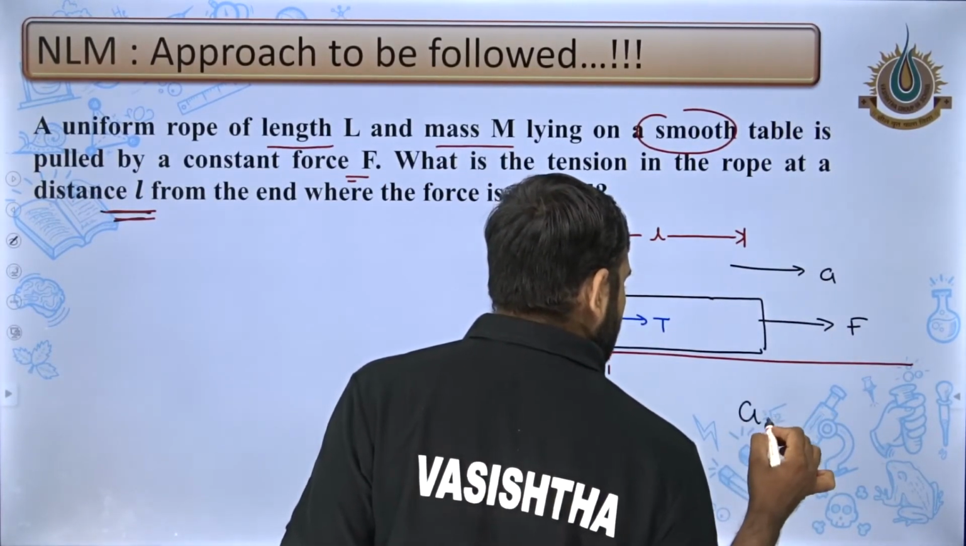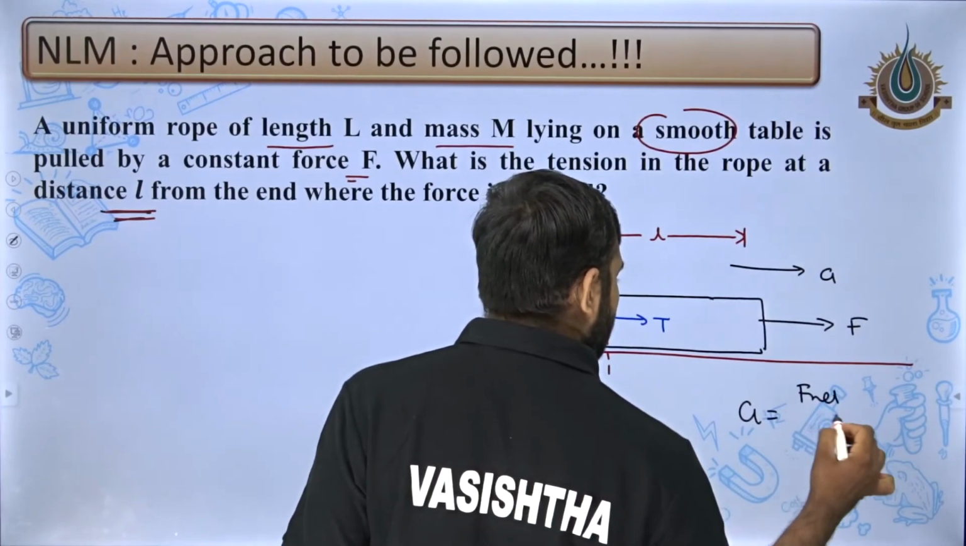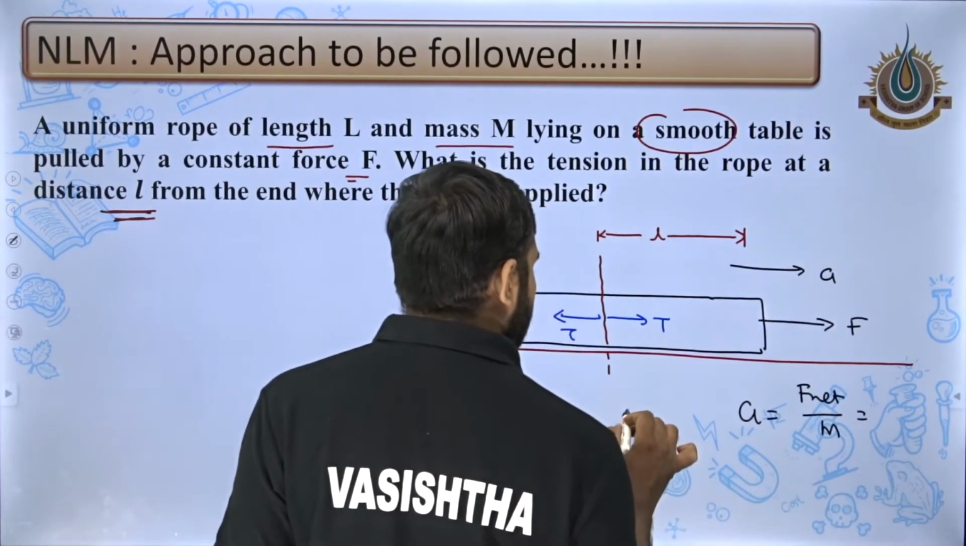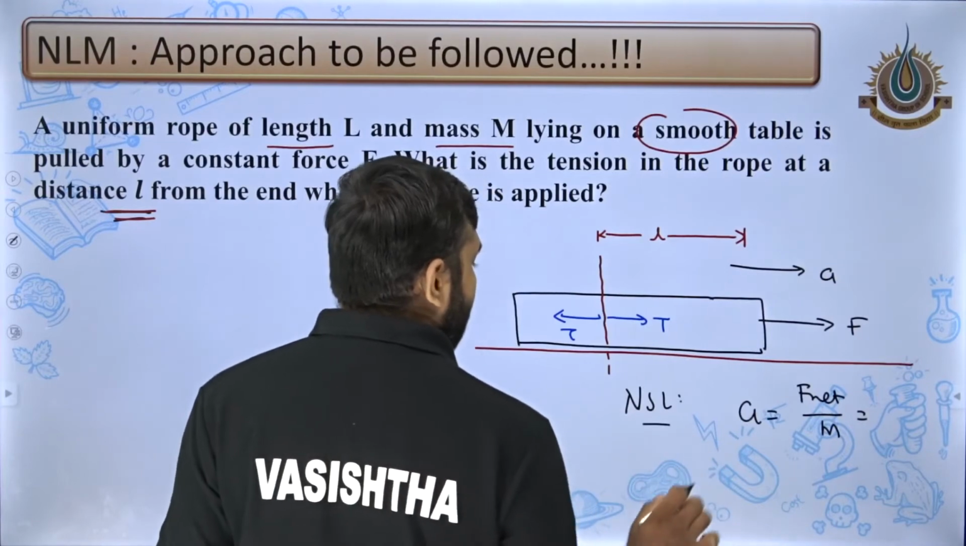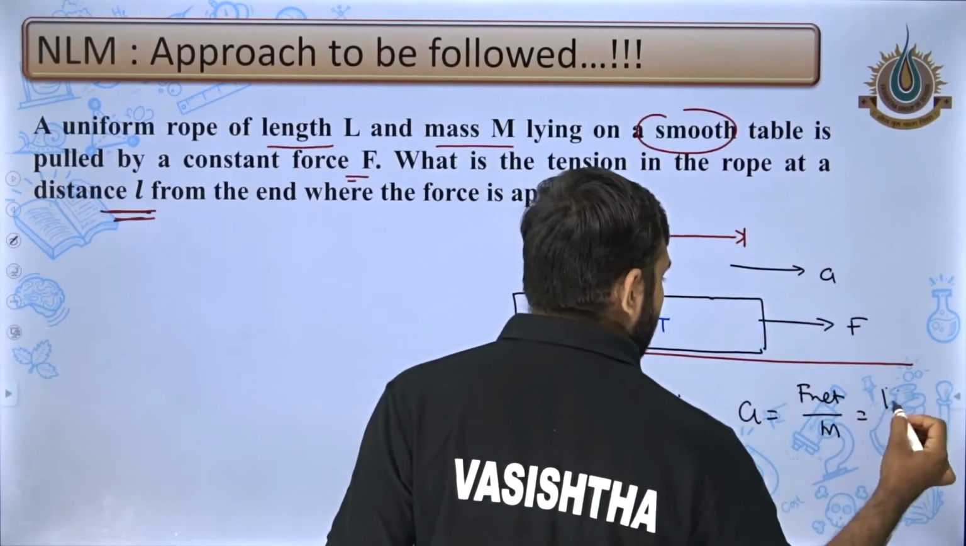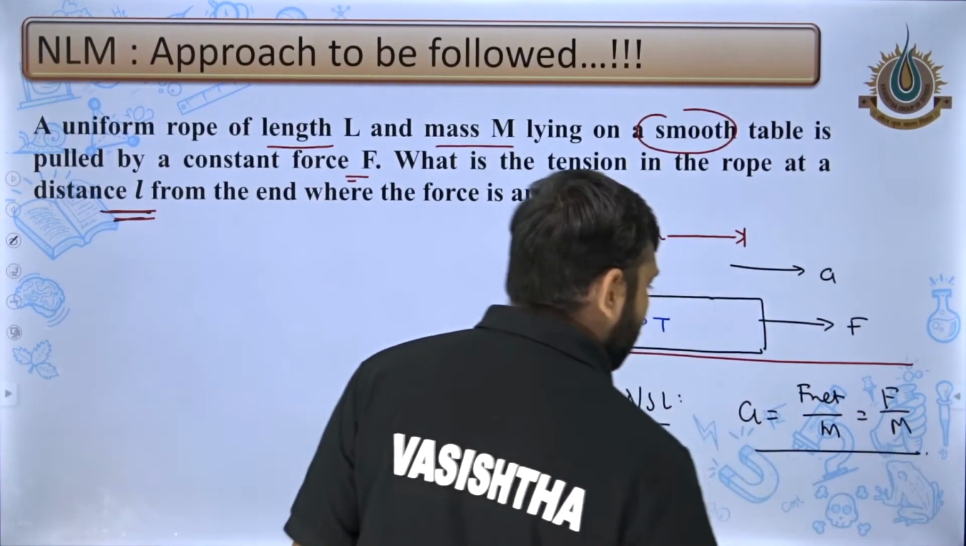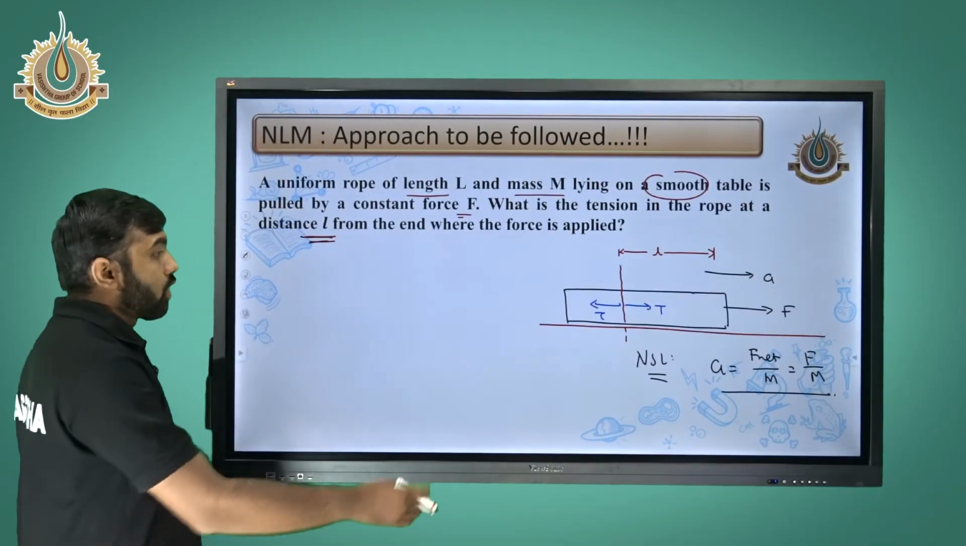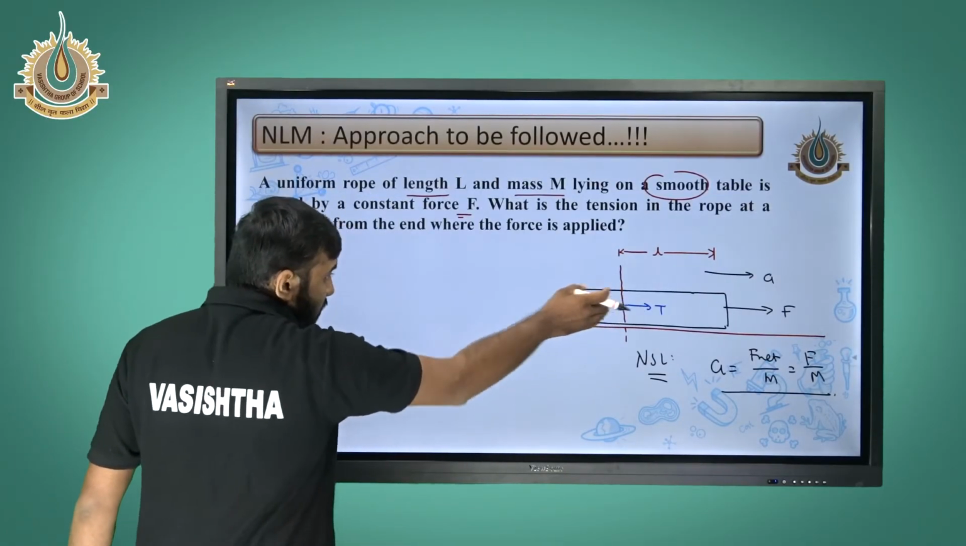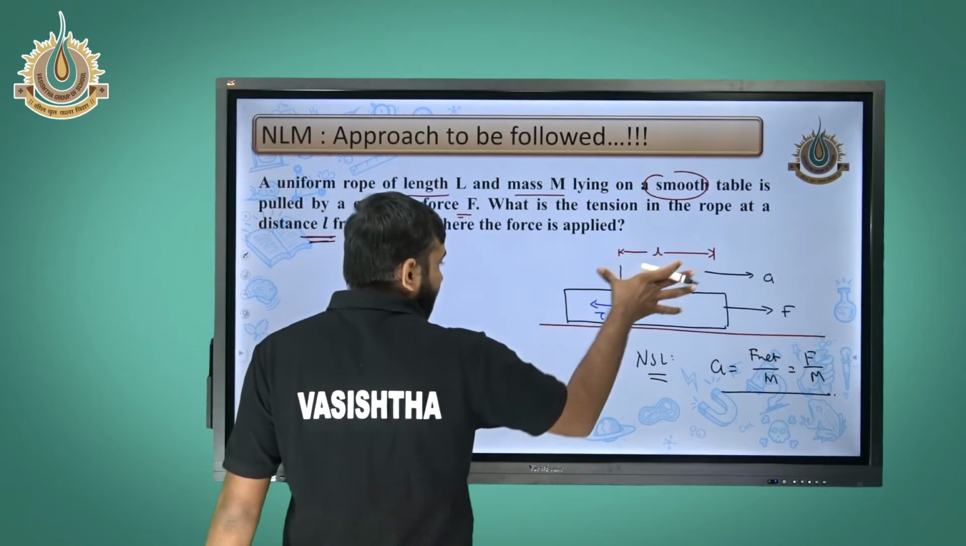What is acceleration? So acceleration is equal to net force upon net mass as per the Newton second law. So net force कितना है? F. Net mass कितना है? M. This is the given one. Okay. Now you want to finding out the tension. You break the system. You just side out. So that is L. तो total length L है.